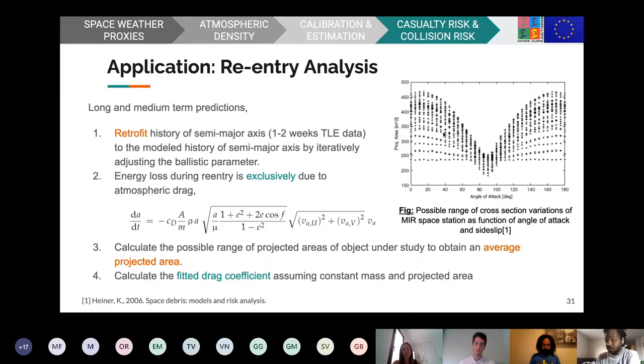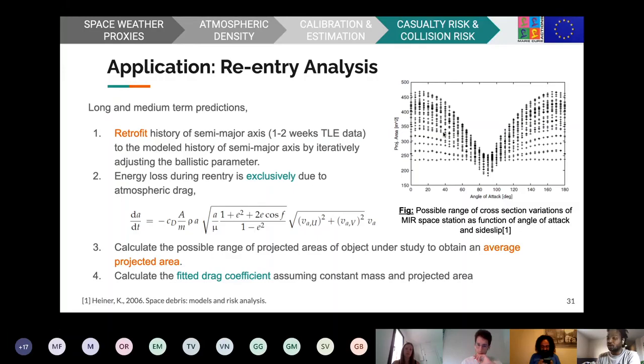Now, to predict the natural orbit decay, a common practice is to fit the time history of semi-major axis consisting of 1 to 2 weeks of TLE data to the model history of semi-major axis, by iteratively adjusting the ballistic parameter. Now, since the energy loss during reentry is almost exclusively due to air drag, we obtain the following expression for the semi-major axis change with time. Now, the ballistic parameter, which governs the decay rate, can undergo significant changes, mainly due to the aerodynamic cross-section variations.